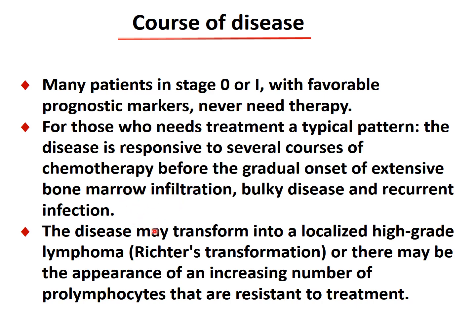In some patients, they can suffer a transformation of these cells, and that's called the Richter's transformation. And these transformed cells basically are resistant to any kind of therapy. So it's a very bad prognostic feature if it's happening.